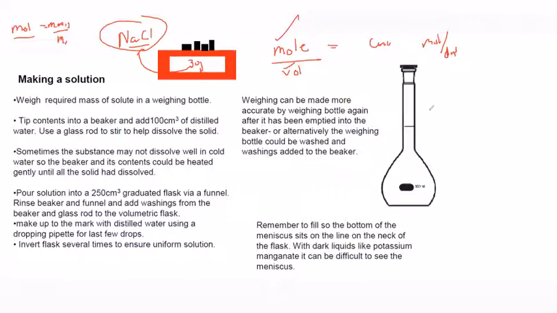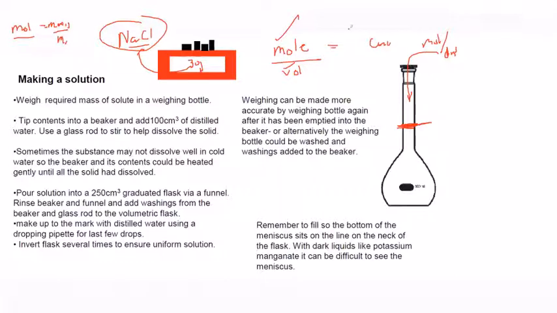How to get the volume? For this purpose, we will use a volumetric flask. This flask is called a volumetric flask. This volumetric flask has only one label. So we add distilled water or deionized water until we reach the label, and we shake the bottle so that all of the solid will dissolve.